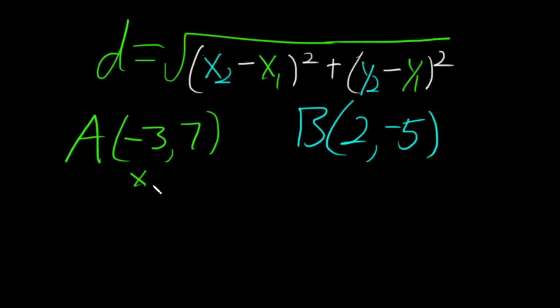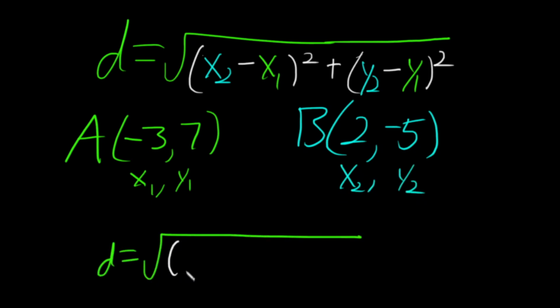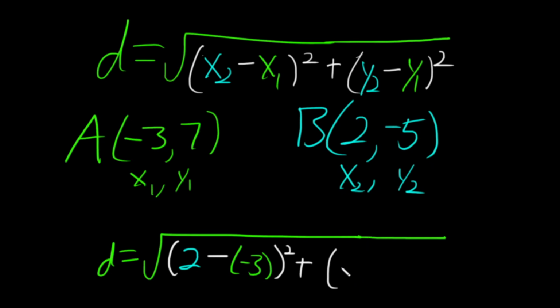I'll label this x1, y1, and x2, y2. So the distance equals the square root of (x2, which is 2, minus x1, which is negative 3, so I'll put that in parentheses), squared, plus (y2, which is negative 5, minus y1, which is 7). And we'll square that as well.